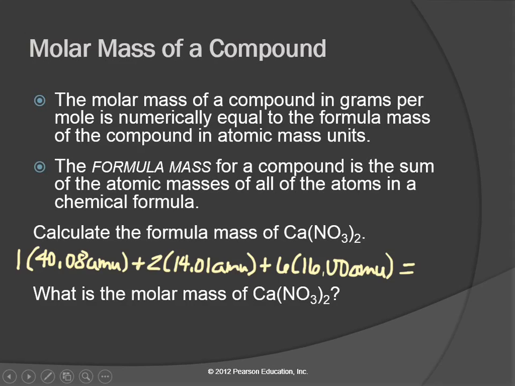So we've got 40.08 plus 2 times 14.01 plus 6 times 16.00. 164.1. That's the mass of 1 formula unit. A calcium, 2 nitrogens, 6 oxygens. Okay?